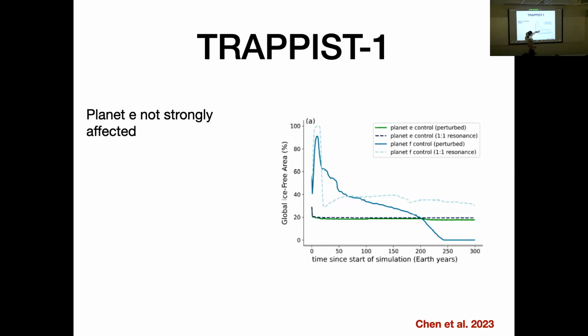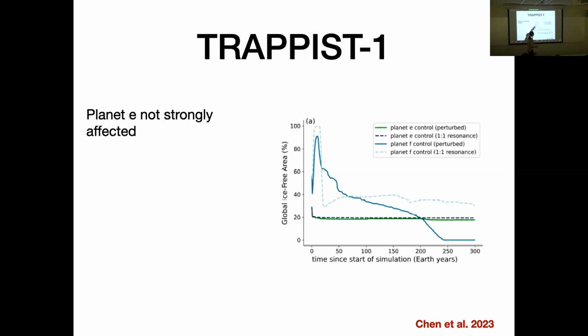But we can still see, even when we assume the spin has very wild effects, the effects on the global ice-free area, that's the quantity we use to characterize the habitability of the planet for now. Even assuming large variations in the spin, the ice-free area is not very different between the tidally locked case and the drastically changing spin case.